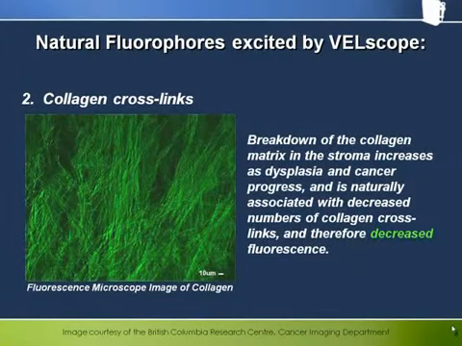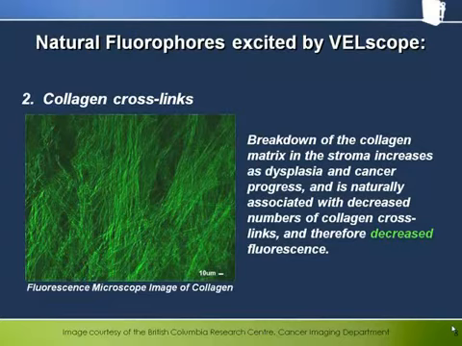The major contributor to stromal fluorescence is collagen, and the collagen crosslinks that help maintain the structural integrity of the collagen matrix. Collagen crosslinks fluoresce strongly in the green when excited by blue light, as can be seen in this fluorescence microscope image of collagen. As dysplasia and cancer progress, the collagen matrix starts to break down to make way for the cancer to invade at the basement membrane. This breakdown is associated with decreased numbers of collagen crosslinks and therefore decreased stromal fluorescence.